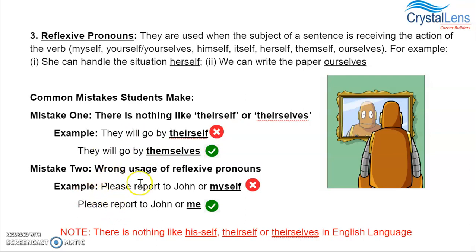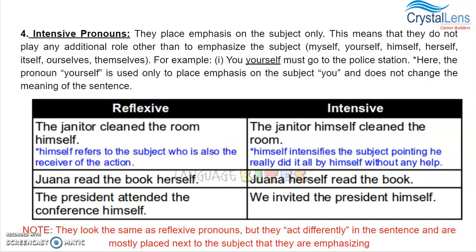Another example is the wrong usage of reflexive pronouns. So in this case, rather than using the correct objective pronoun, you are using the wrong reflexive pronoun. So rather than saying, please report to John or myself, the correct thing is, please report to John or me. So things like his self, their selves, these are not words in English. Avoid them as much as possible.